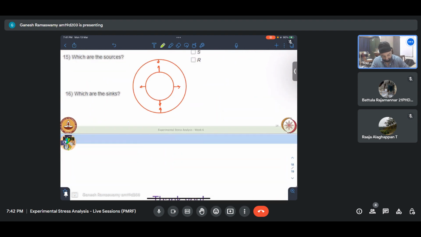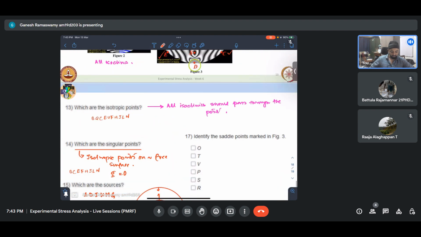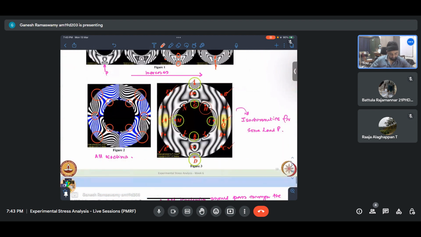Okay, so A, D, I, K, M, G. So these are my sources. What are the sinks? I'm able to see, when you see the animation, D and S. Where is D? D, we have already said it is a source. Right? Yeah, I suppose you meant this point.